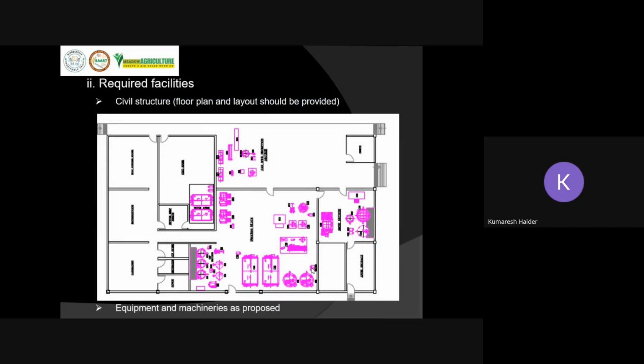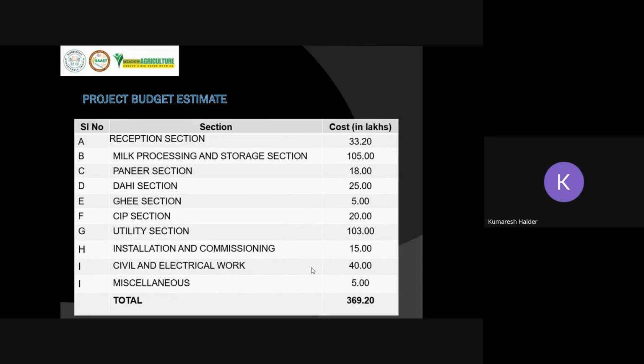Then they will ask you for a rough layout of that civil structure, or they may ask for a land layout, everything. Then they may ask for a tentative project budget. Here I have given a rough cost estimate for a 20,000 liter semi-automatic dairy plant: 369 lakh. There are different sections, as I was telling: reception section, milk processing section, paneer section, dahi section, ghee section, CIP cleaning section, utility section, then cost for installation and commissioning.